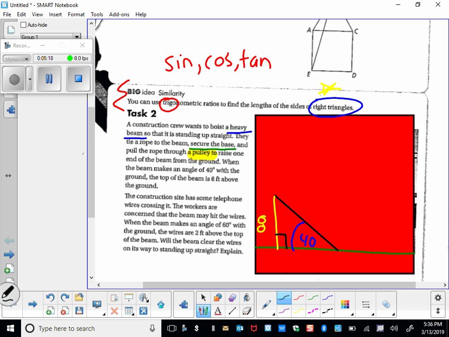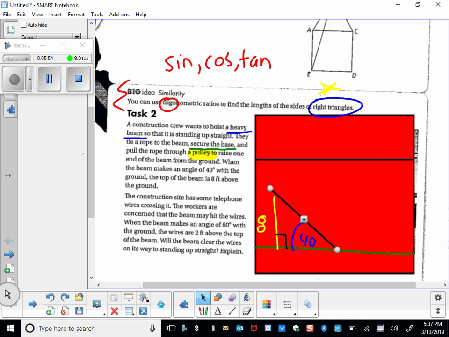Then it says the construction site has some telephone wires crossing it. The workers are concerned that the beam may hit the wires. So if we have some wires going across the top of the screen right here, they are worried that, let's make the beam a little bit longer, the beam may hit those wires as they're trying to stand it up at the right height.